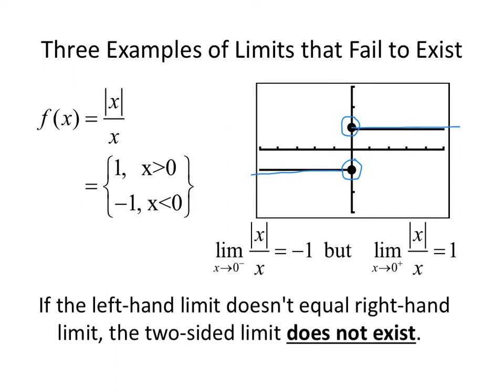So my limit as I'm coming in from the left to 0 is hitting negative 1. The limit as I'm coming in from the right is hitting positive 1. Since these aren't equal, the limit doesn't exist. So my two-sided, my full limit does not exist. They have to be coming to the same spot.